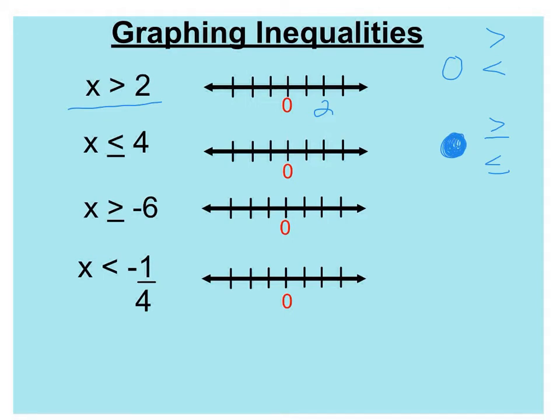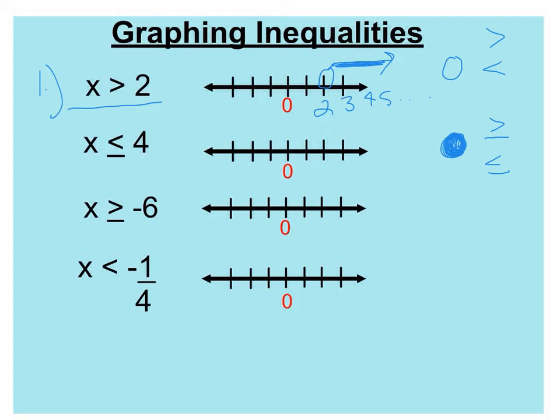So let's go back to number 1 over here. X is greater than 2. I am going to put an open circle on 2, and then I'm going to draw an arrow pointing at numbers bigger than 2. So that is this direction. 3, 4, 5, etc. Those are all numbers that are bigger than 2. Those are the possible values of x. So my arrow that points in that direction means anything in that direction is a possibility for x.